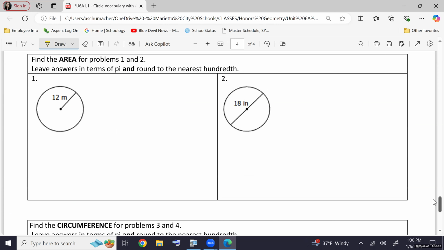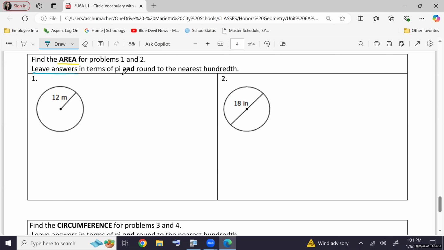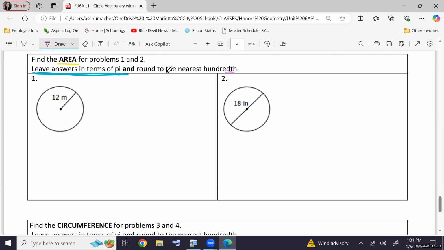All right, in this first problem, it says to find the area for problems 1 and 2. So we are finding our area. Now, if you notice in the instructions, it says leave answers in terms of pi and round to the nearest hundredth. So we are going to get two different answers. They are the same answer, it's just two different formats. With area, there's only one formula: area equals pi r squared.